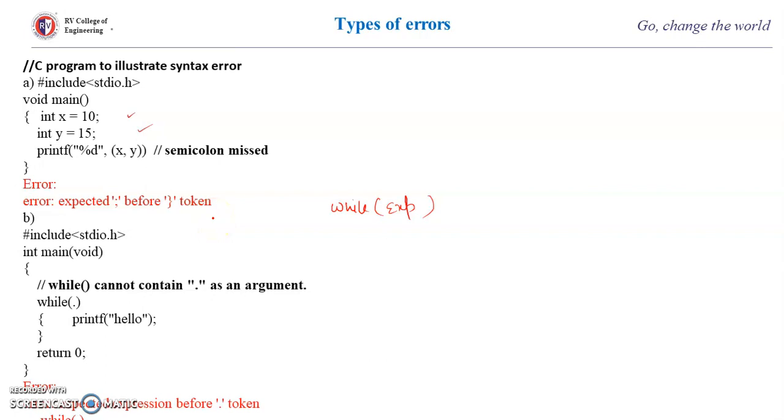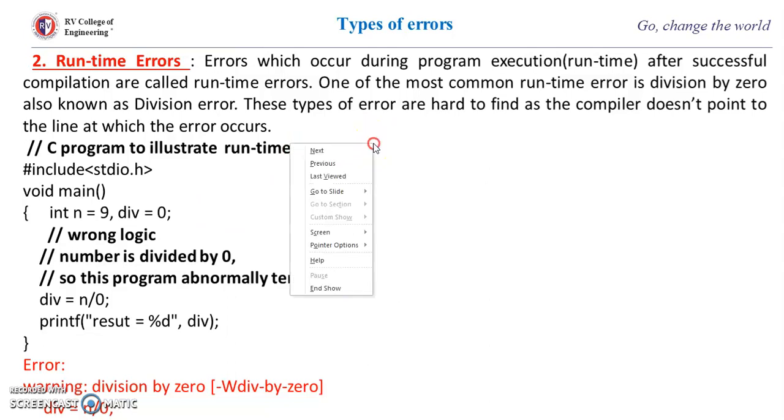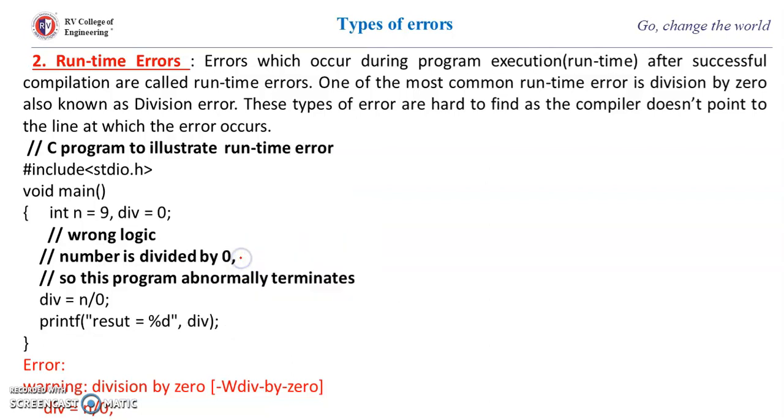So the next category is runtime error. So what is runtime error? After the successful compilation of the code, this error will be detected during the runtime. During compilation it won't be detected by the compiler, but it will be detected during runtime. And one of the most common runtime errors is division by 0, also known as division error.